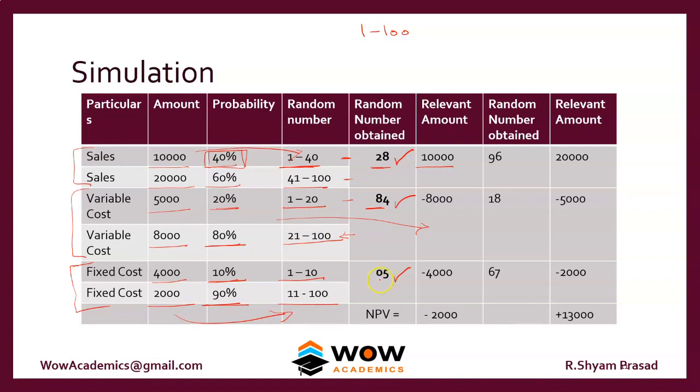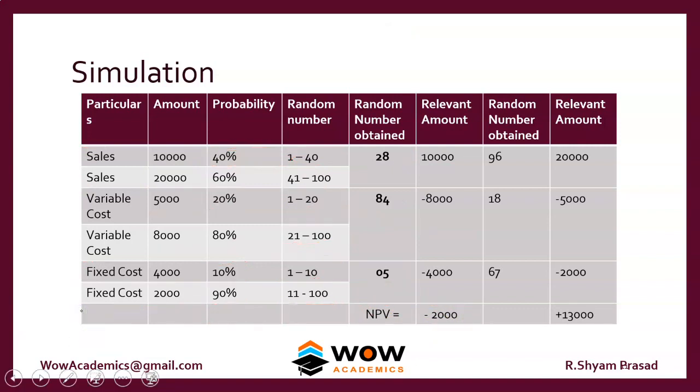Then take the number 5. You have picked the number 5. Which category does 5 fall within? It falls within this category. So take the number 4,000 and put it here. Now find out the NPV. So NPV is minus 2,000. Okay, so we'll repeat it once again so that you understand it.